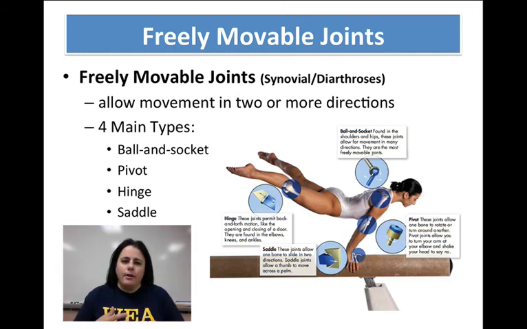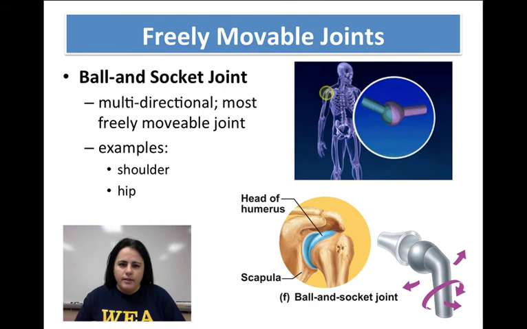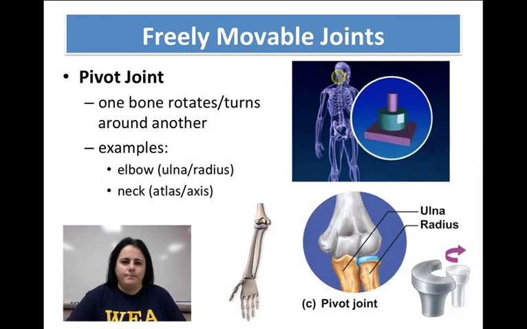And there's 4 types that I'm going to talk about, but there's actually a few more on top of this as well. The first one are ball and socket joints, and this is going to allow multi-directional movement. So these are freely movable joints. Your shoulder and your hip, they allow full rotation. Those are the 2 main ones in your body.